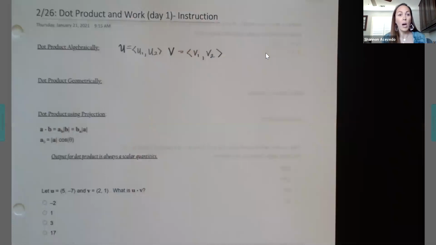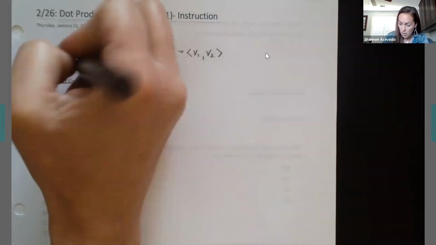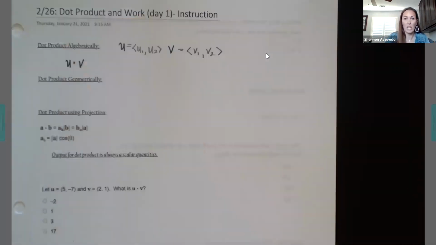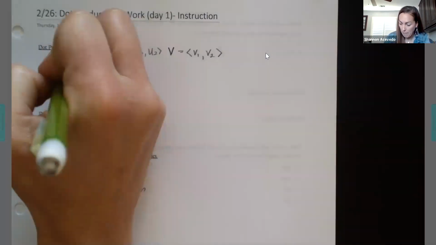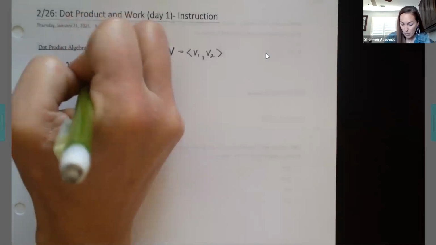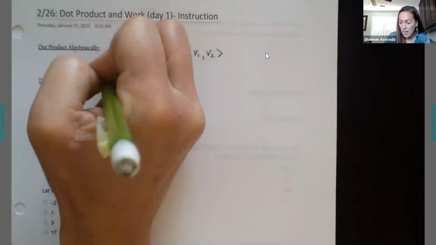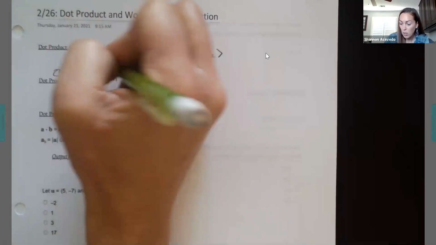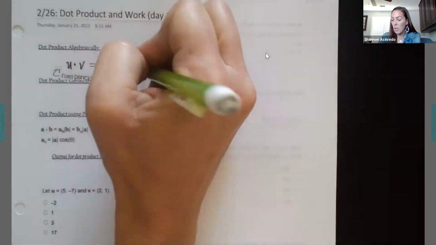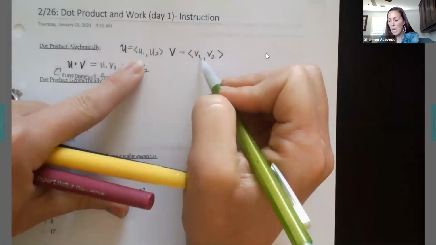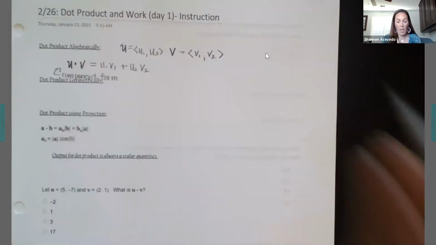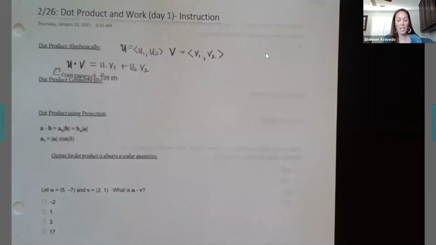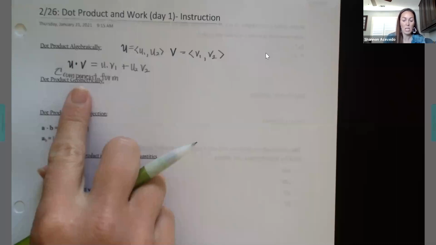So when I talk about the dot product algebraically, it's going to be u dot v. So again, this is when we're taking it from component form. And that's going to equal u1 times v1 plus u2 times v2. So I'm going to take both of the ones, multiply them together, and add it to both of the twos, multiplied together. That's it, done. The next one's going to be geometrically.